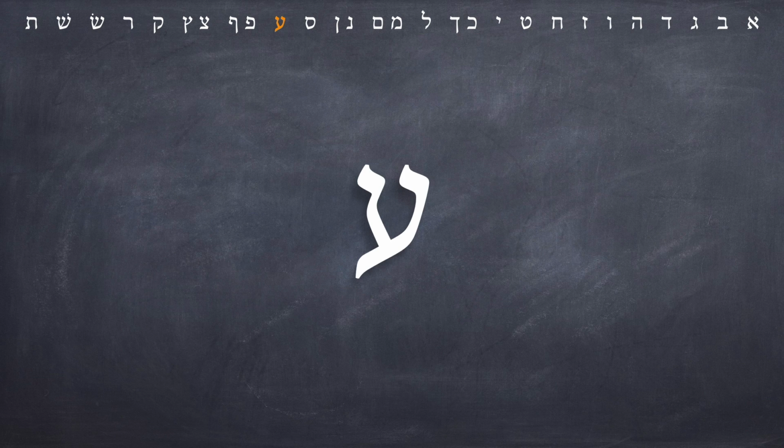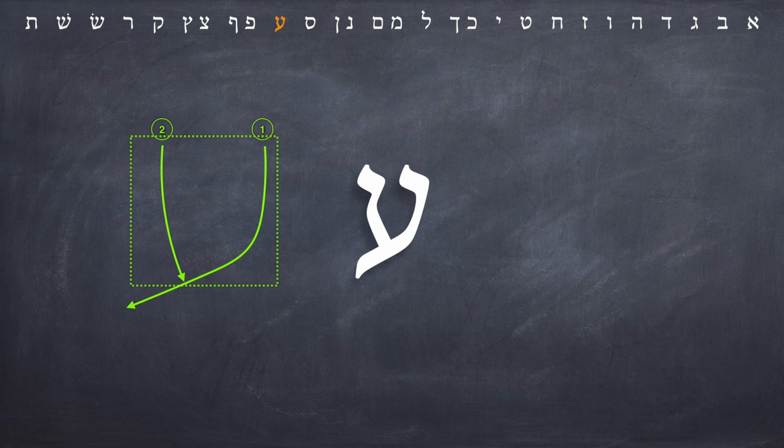Next we have ayin. You can write ayin with two strokes, one that wraps around to the bottom, and then a second one that meets it in the middle, like this. 1, 2. Notice that ayin does extend a little bit down past the baseline.